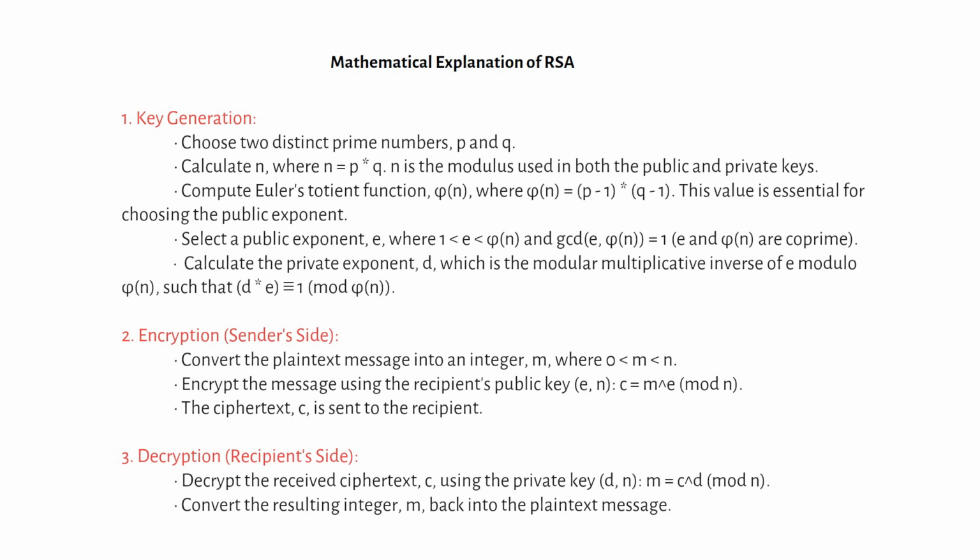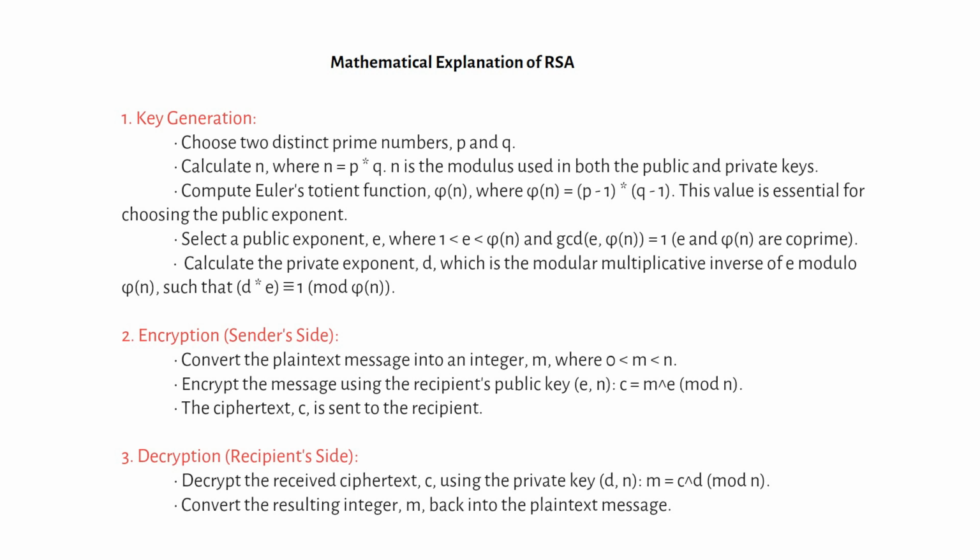Once the key pair is generated, now the encryption process starts. Sender side. Convert the plain text, say m is the plain text, where m is an integer from 0 to less than n. Encrypt the message using the recipient's public key e comma n. E comma n is the public key pair. So the ciphertext c equals m power e modulus n. The ciphertext c is sent to the recipient.